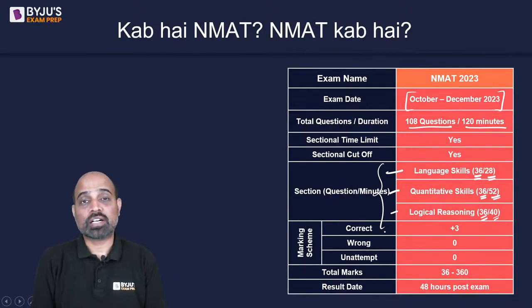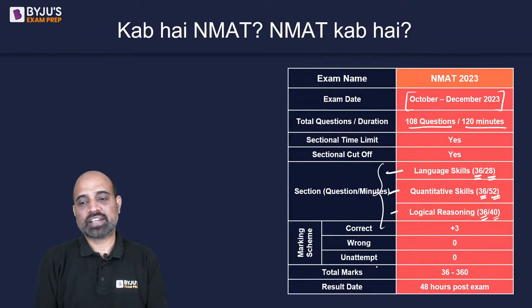Every time you answer a question correctly, you're awarded 3 marks. If you make a mistake and are not able to solve it correctly, you will be given 0 marks, as in no mark will be deducted. And if you leave any question unattempted, again, no mark is deducted. So this is an exam where you are not penalized for making mistakes, right?